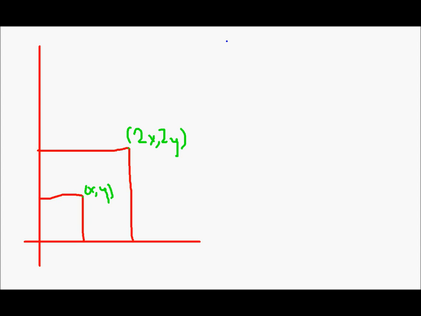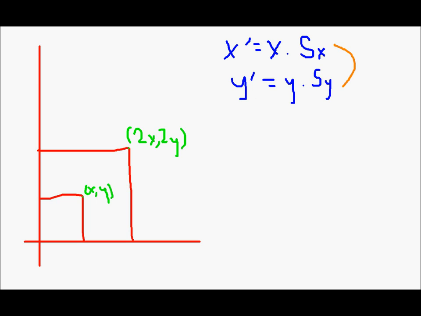So in scaling, a new coordinate is the old coordinate multiplied by a scaling factor. Let's say sx in case of x and let's say sy in case of y. So y dash is equal to y into sy.